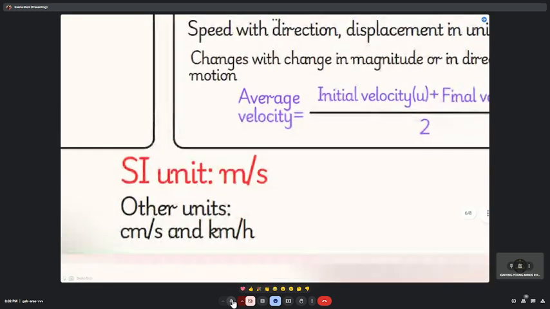The SI unit of velocity and speed, for both, is meter per second. Other units are centimeter per second and kilometer per hour. In practical life, we mostly use kilometer per hour.